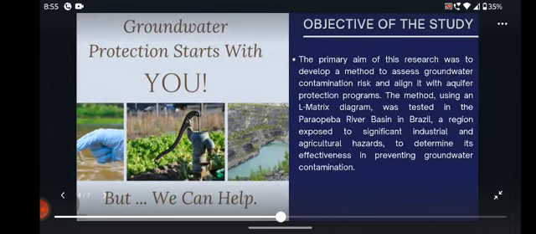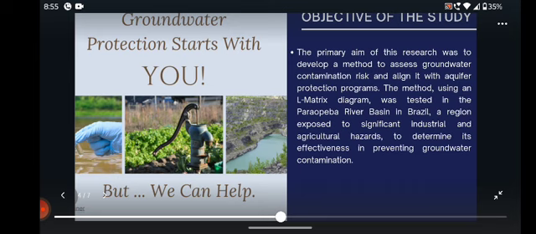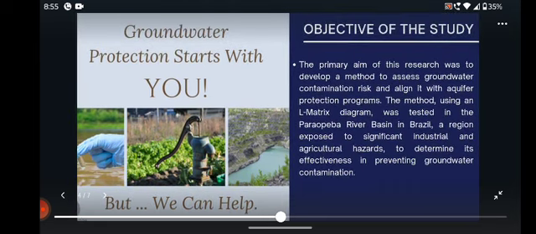The objective of the study: the primary aim of the research was to develop a method to assess groundwater contamination risk and align it with aquifer protection programs. The method using an L matrix diagram was tested in the Paraopeba River Basin in Brazil, a region exposed to significant industrial and agricultural hazards, to determine its effectiveness in preventing groundwater contamination.